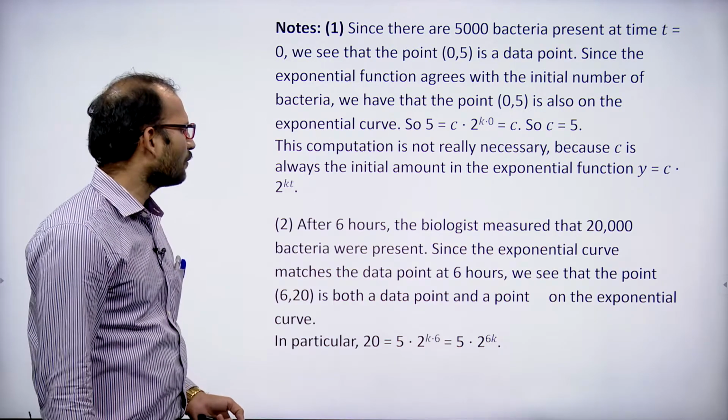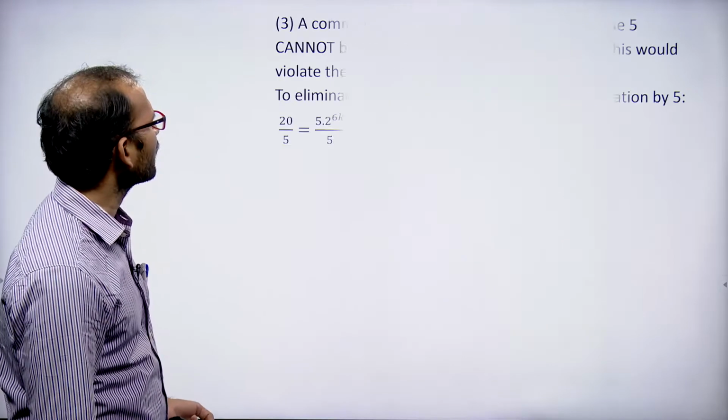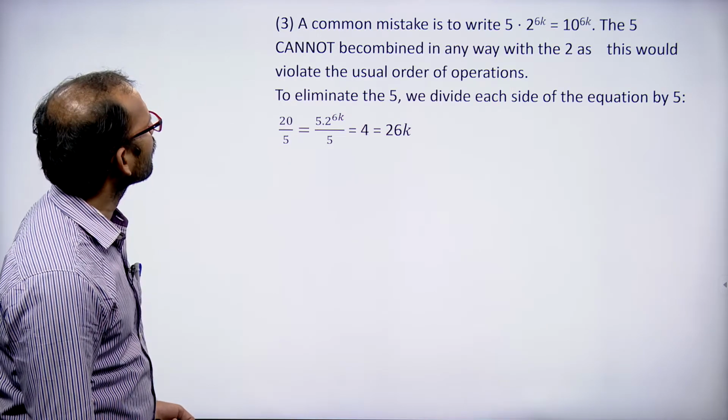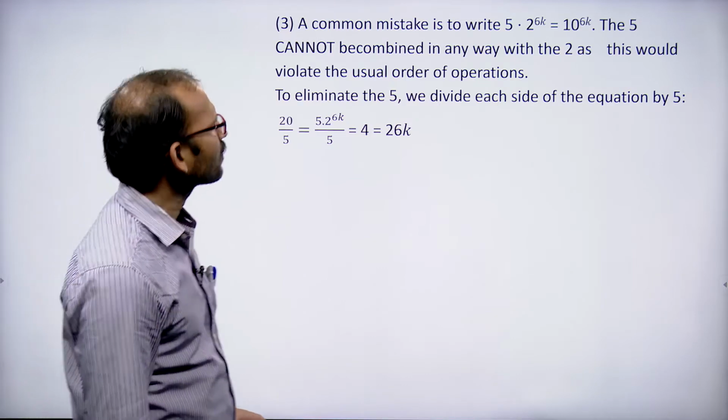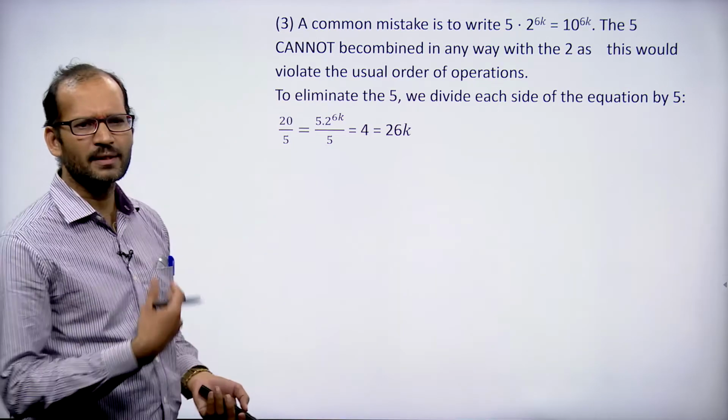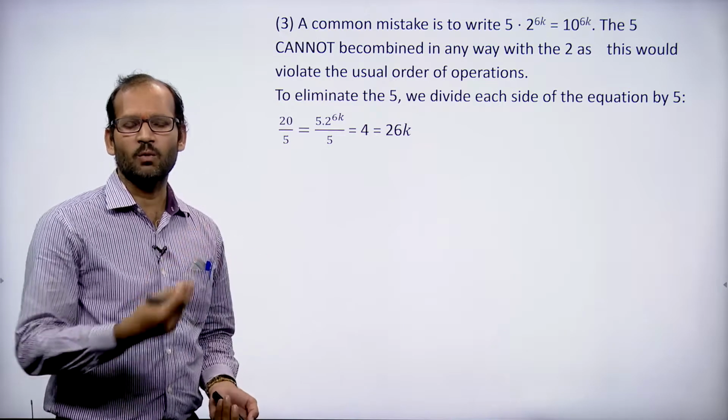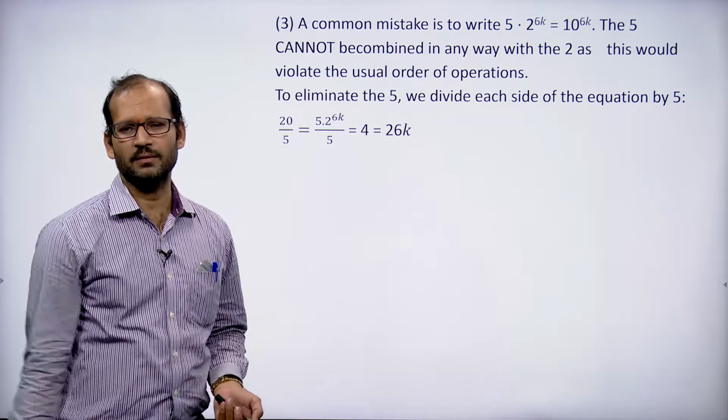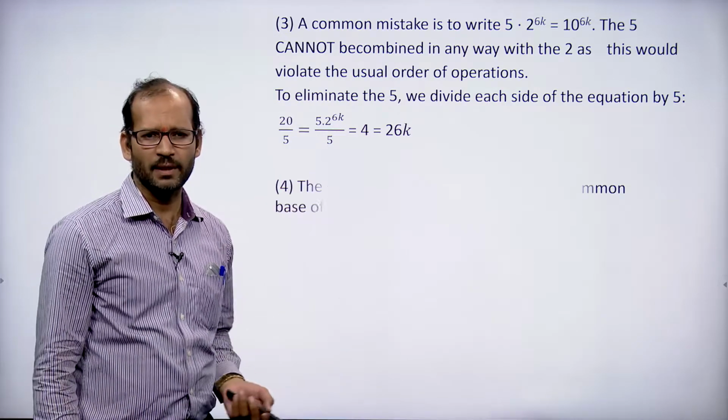Okay. After 6, the explanation is given, nothing else. A common mistake is to write 5 into 2 power 6. He is explaining once again what is happening, what common mistake we make in solving the problem. So okay.